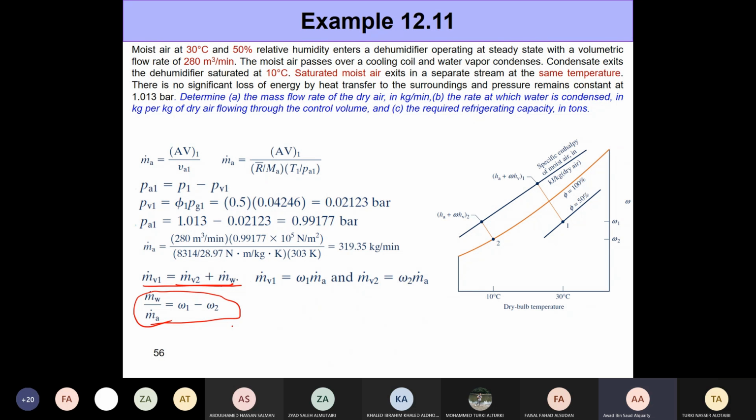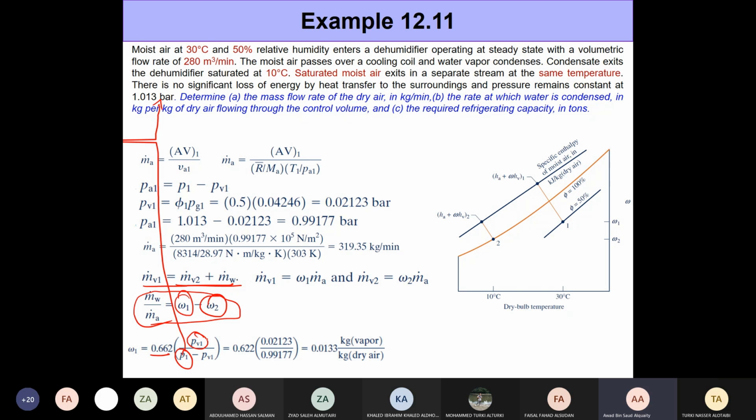So here we need to only calculate omega 1 and omega 2. And calculating these two is pretty straightforward. There are formulas that are already available in your formula sheet. You just need to know how to apply them. So omega 1 is 0.622 times PV by P1 minus PV. What's P1? It's the mixture pressure, this pressure, 1.013 bar. It's already known. PV1 we already calculated, right?